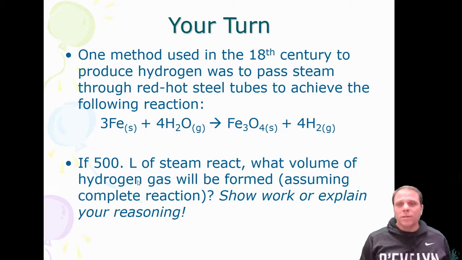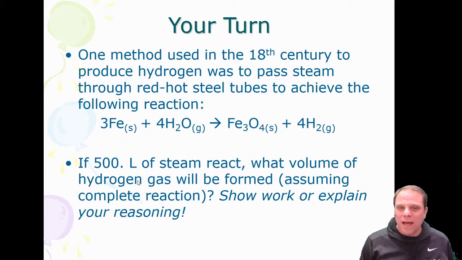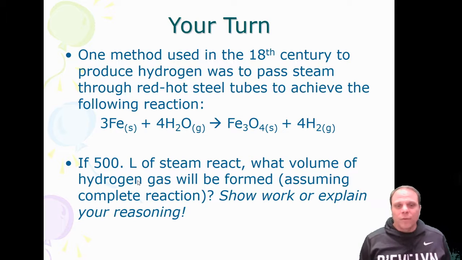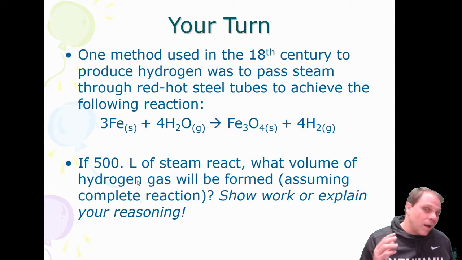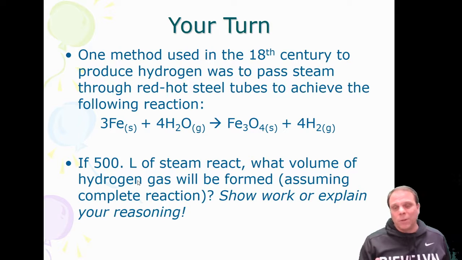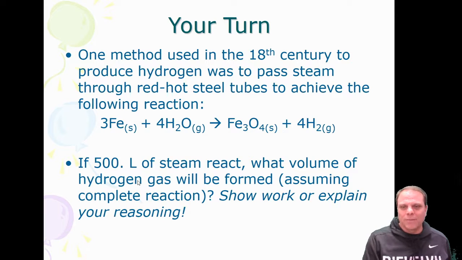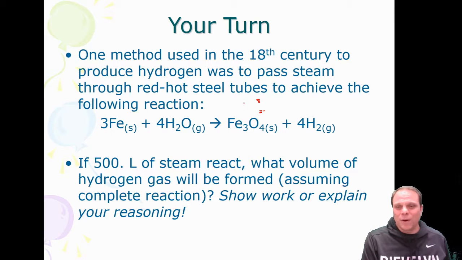One method used in the 18th century to produce hydrogen was to pass steam through red-hot steel tubes to achieve the following reaction. You've got 3 irons plus 4 waters gives me some iron, ooh, this is an iron 4 oxide. Oh wow, well, what in the world is this actually? What iron is this? Let's just figure this out real quick. 2 negative, so I've got 8. Oh, this is one of the more crazy ones. How do I take 3 times what equals 8?